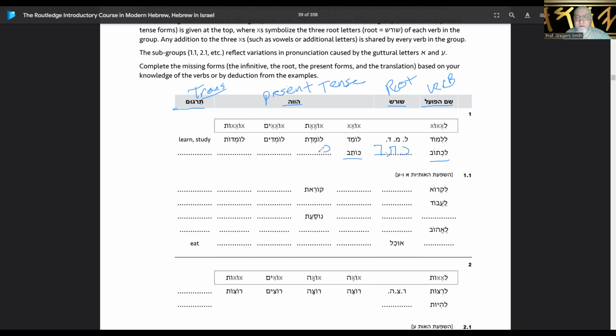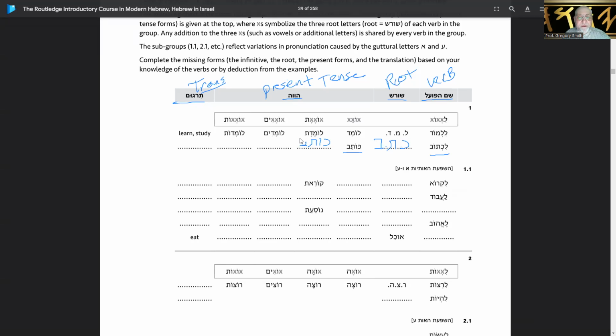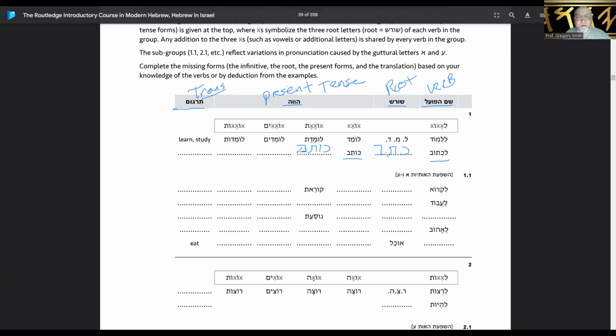Let's see. Kotev. One thing I don't like about this pen, it's not as good as the other one. Kotevet. Writes. And then there's just a tav at the end. Kotevet. And then this would be like kotevim.